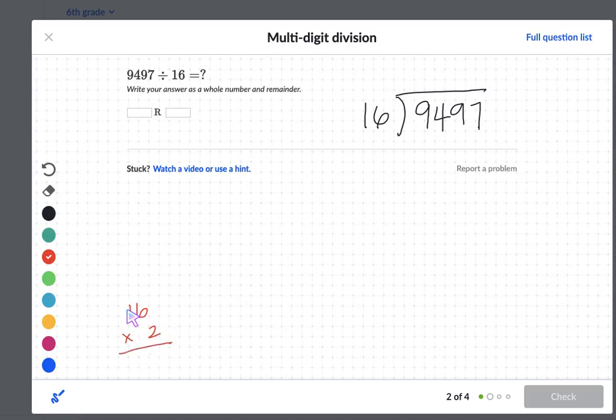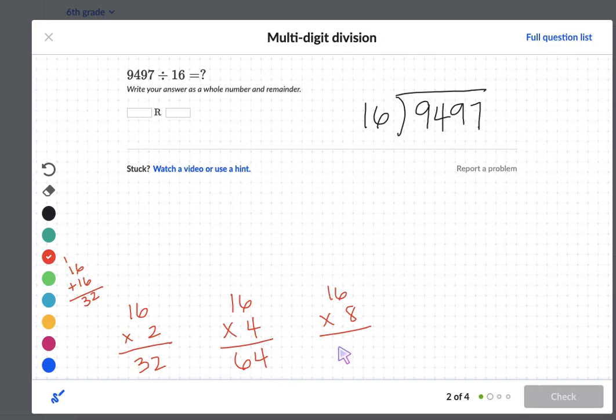16 times 2 would be 16 plus itself. So that is 32, or I could just do the multiplication. 16 times 4 would be twice that, 32 plus 32, so that's 64. And then let's do it one more time, 16 times 8, so that's 64 plus 64. Or you could just multiply here. 6 times 8 is 48. 4 plus 8 is 12. You can also get it here. So here's our little key.